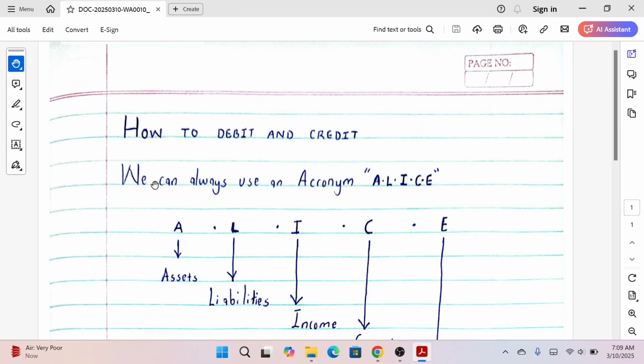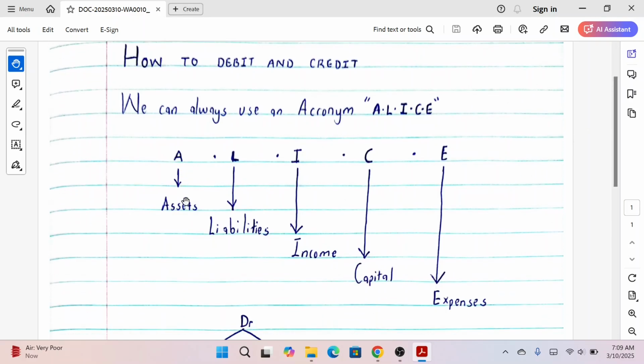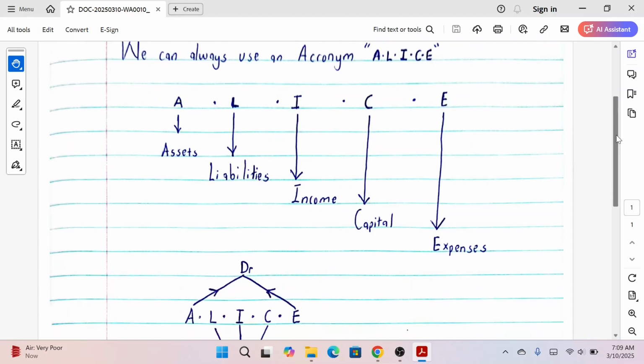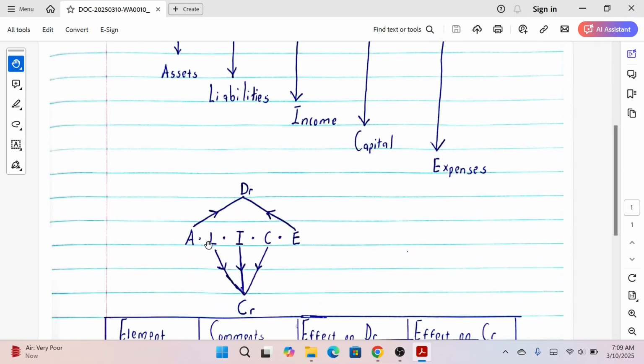So, when you're trying to debit and credit, you can always use an acronym called ALICE, where the A stands for assets, L stands for liabilities, I stands for income, C stands for capital, and E stands for expenses. So when you get to know this, from ALICE, the A and the E, that is the assets and expenses, we always debit. And with the liabilities, income, capital, we always credit.